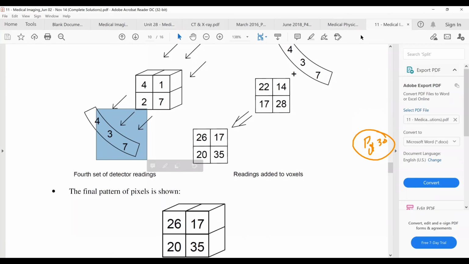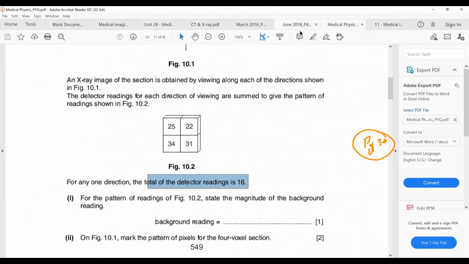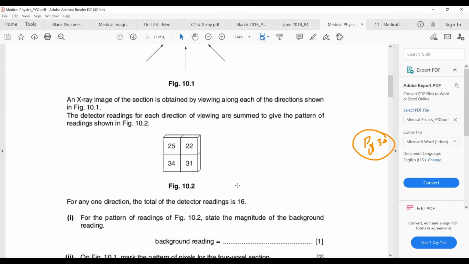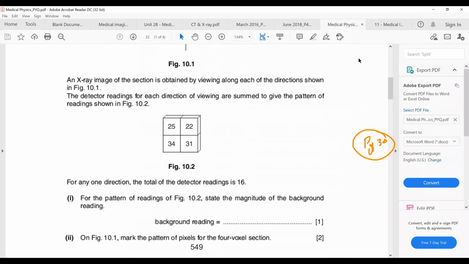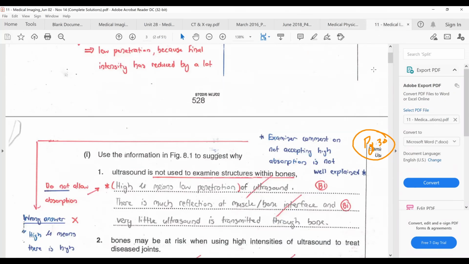So same thing here, when they tell you about this one, they tell you for any one direction, the total detector readings is 16. This is actually referring to your background reading. So they tell you for the pattern of readings in figure 10.2, state the magnitude of the background reading is going to be 16. Okay. Wait, let me just see this one. This is page 549. I better just show you the answer only.